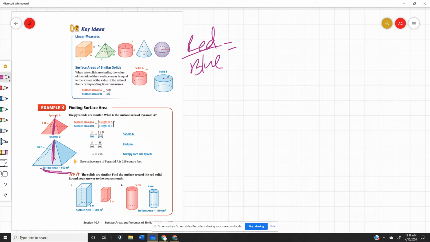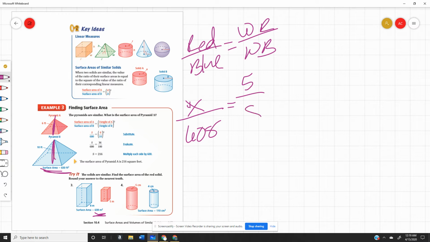It is going to be equal to height of red. Well, that's not really height. What do they give us? What would you call that? Would you call that the width? Width of red over width of blue. Okay, so we don't know. So let's call this x over, and they give us the surface area of the blue at 608. And then they give me 5, and they give me 8. Okay, so 608 times 5 is going to be 3,040 over 8x.